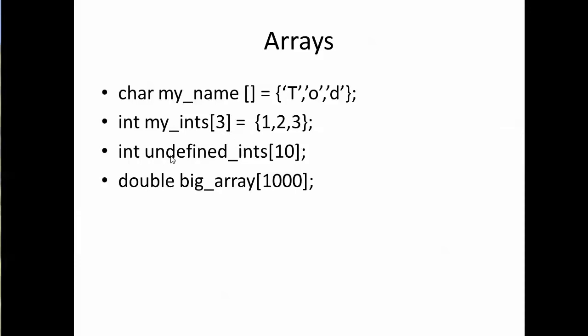So that's what we did here. So here's undefined ints, that's just a name. And there's 10 of them, and we haven't said what they are. And this is an example of just putting a double. You could do a float, and you can create arrays of just about anything.